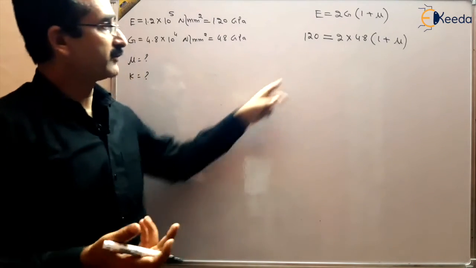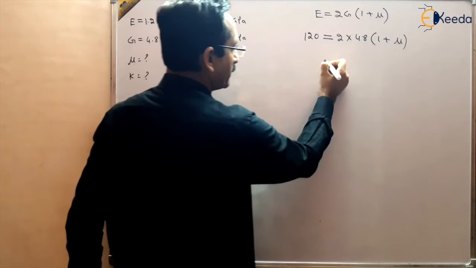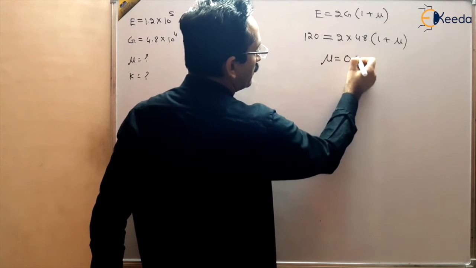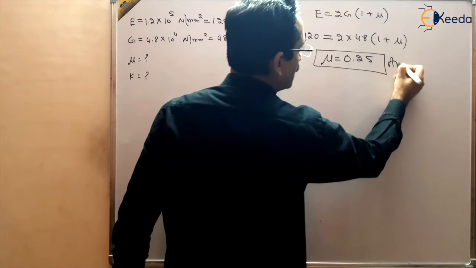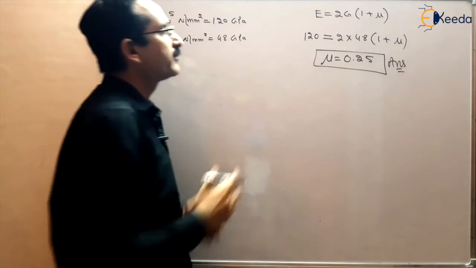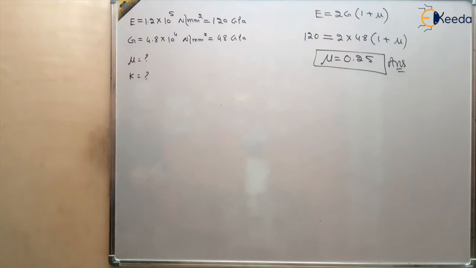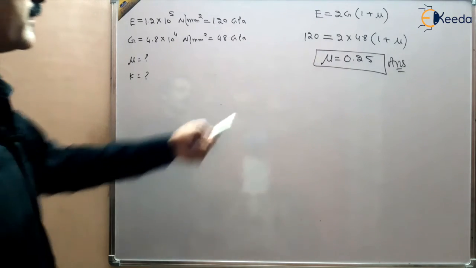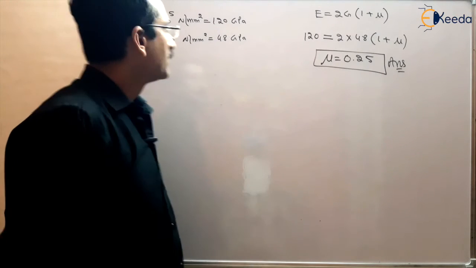One equation, one unknown. It can be easily solved. So you will get the value of mu as 0.25. So this is one of the answers of this question. How did we calculate this? Using the formula E is equal to 2G(1 plus mu). Using this, only mu remains unknown and we can find out mu, right?